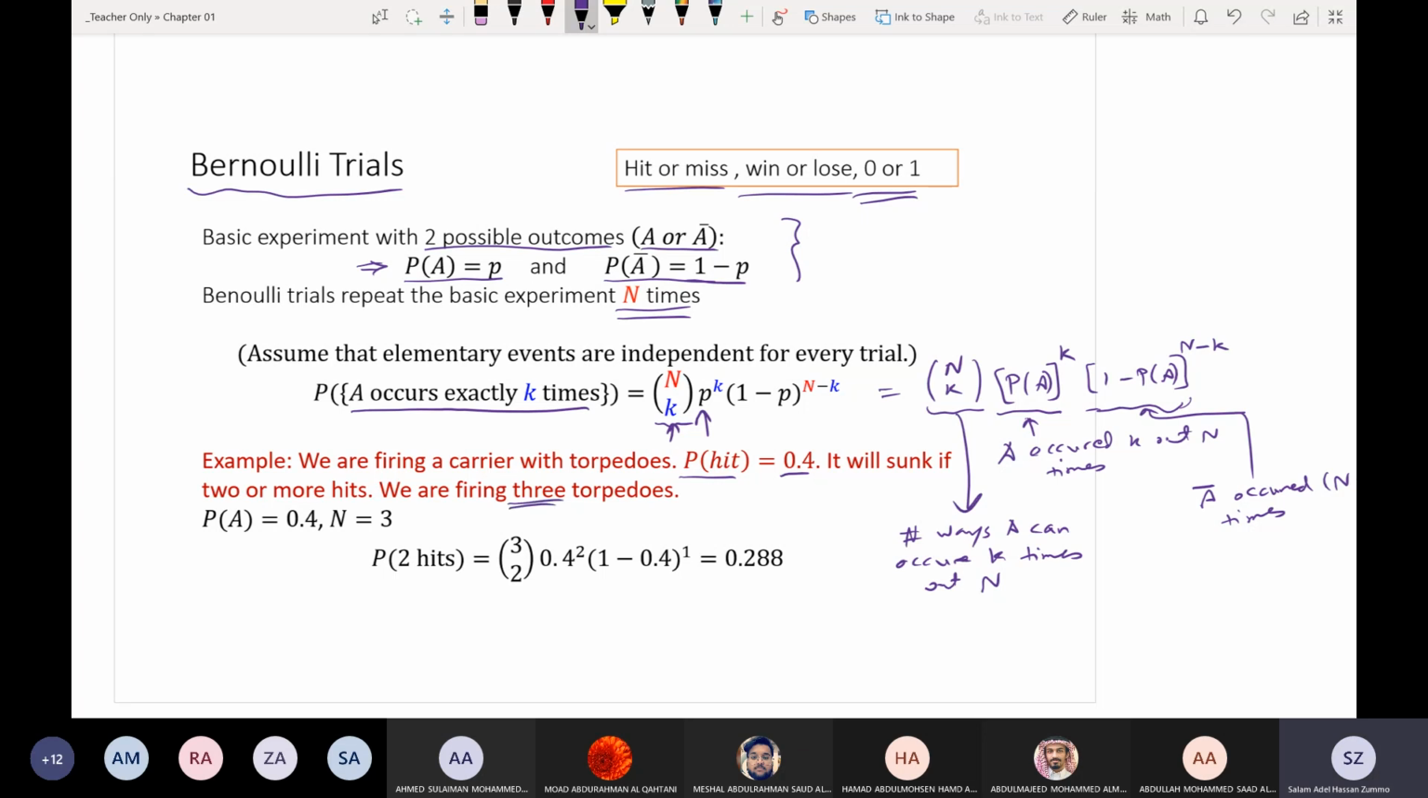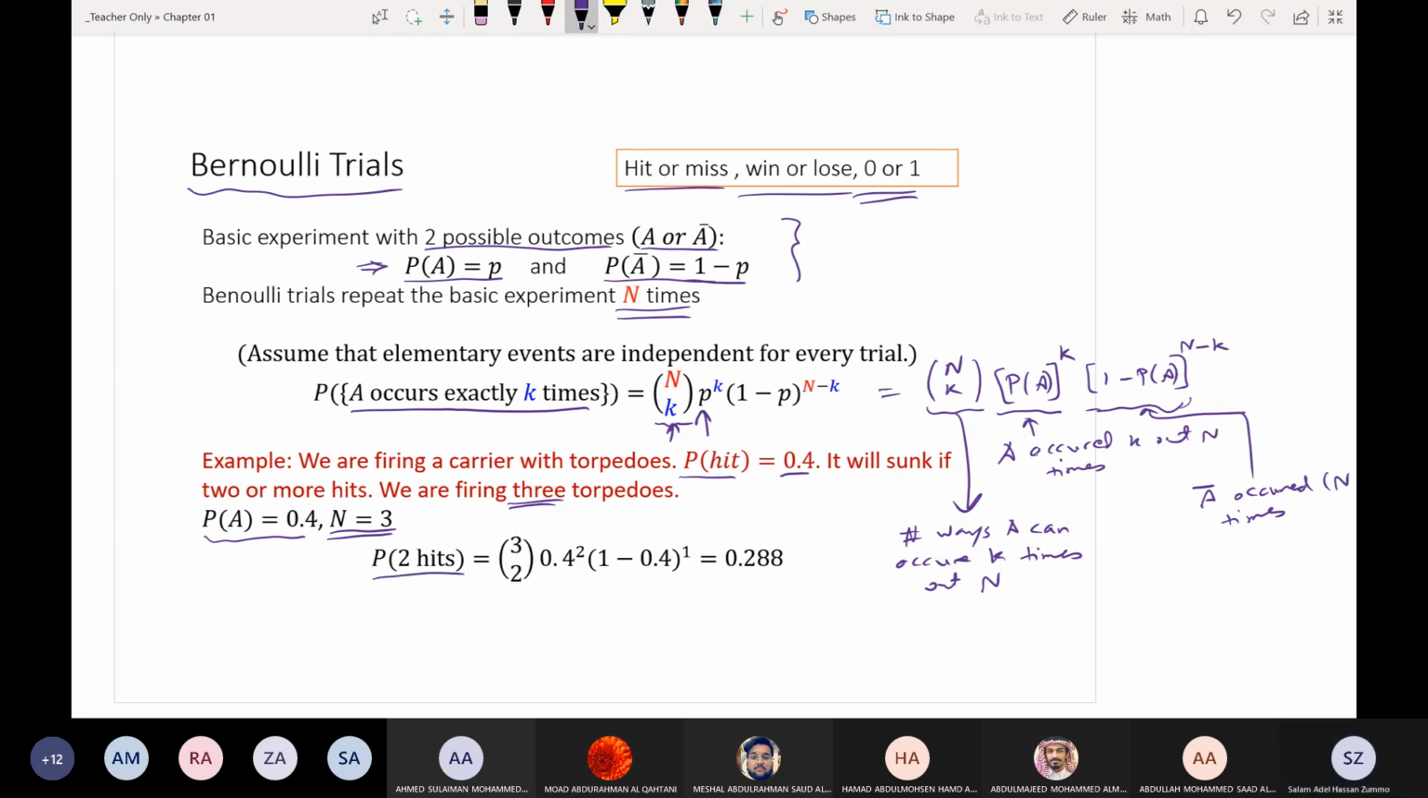So the total here is 3. So the probability of A here, probability of hit, equals 0.4. And we are firing 3 different torpedoes, so N equals 3. So the number of experiments here is 3 times. Now I can ask, what is the probability of hitting 2 times?